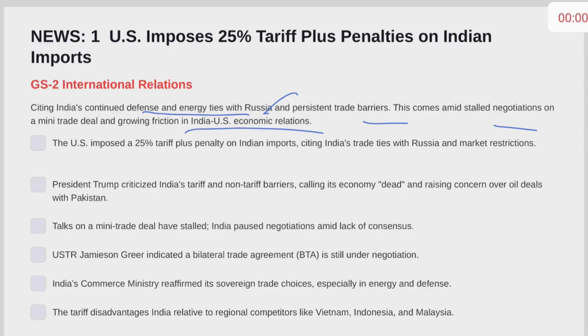US imposed 25% tariff plus penalty. President Trump criticized India's tariff and non-tariff barriers, calling it an economic debt and raising concerns over oil deals. Talks on a mini trade deal have stalled.